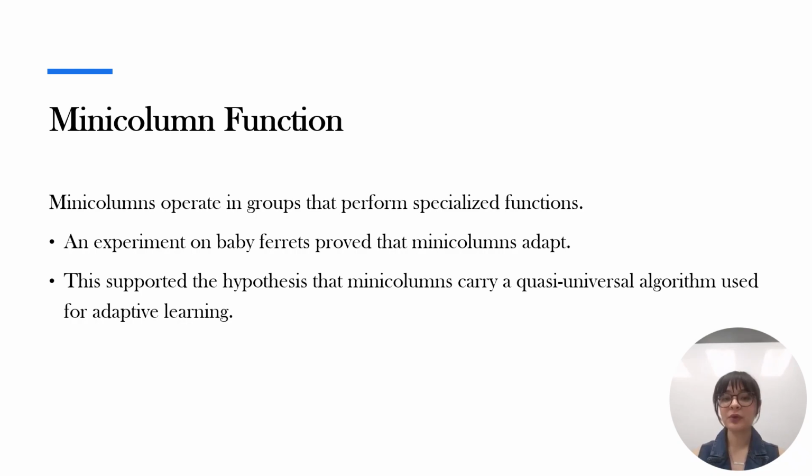An experiment was performed on baby ferrets that proved a hypothesis that mini-columns can adapt. This experiment rewired the brains of newborn ferrets to receive visual inputs in an auditory neocortical area. This area adapted to process visual information. The mini-columns changed the way they functioned so that they could take visual inputs and process them as visual inputs instead of auditory ones. This supported a hypothesis that mini-columns carry a quasi-universal algorithm that they use for adaptive learning.